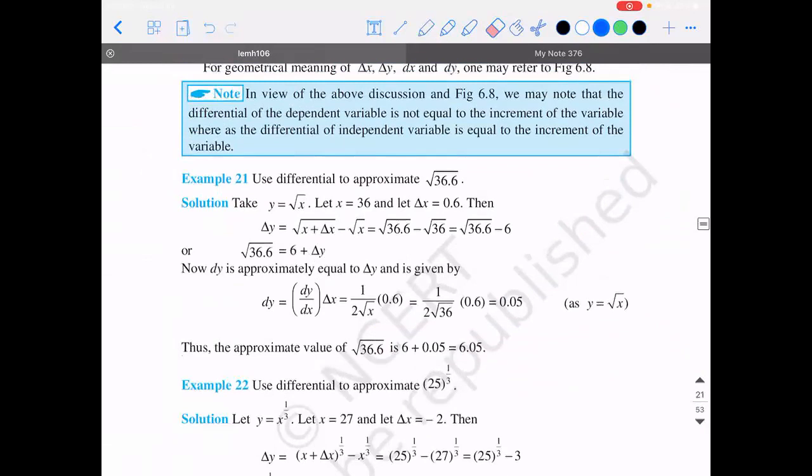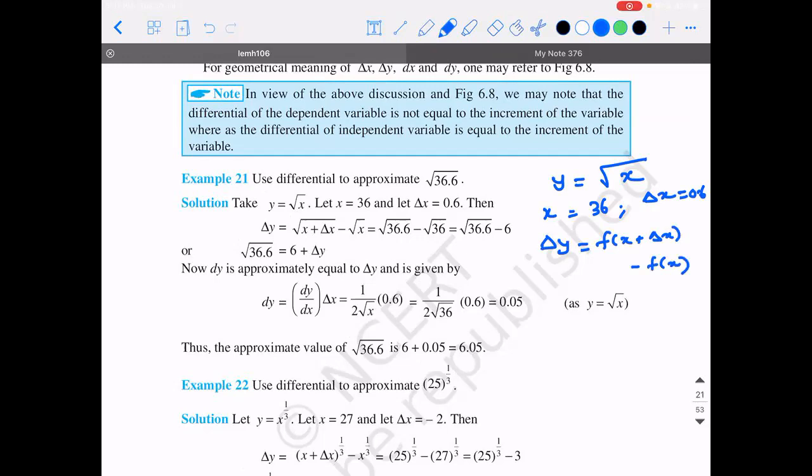So our work is to find the approximate value of root 36.6. So always consider the question as y and take it as root of x, where x should be the nearest square root or cube root of whatever it is. So here x will be 36 and delta x will be 0.6. Then we know the formula that delta y is f of x plus delta x minus f of x.